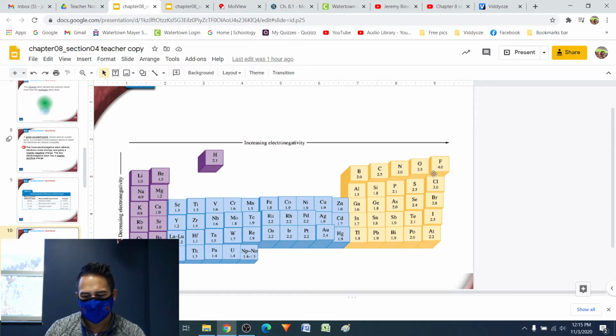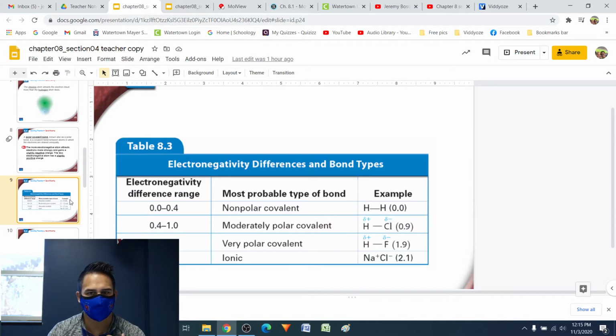Now, if you take an element like fluorine, which is very, very electronegative, and you bond it up with another element which maybe is not quite as electronegative, like hydrogen, you're going to have a difference in electronegativity values. And depending on how large that difference is, you're going to get a different type of covalent bond. So we have a little chart here that can help us to know what the different types of bonds are.